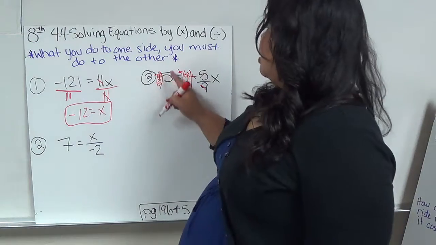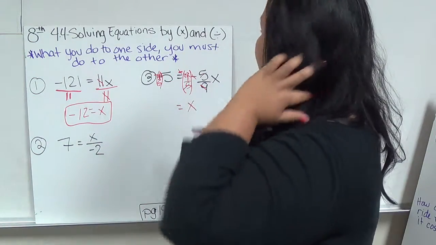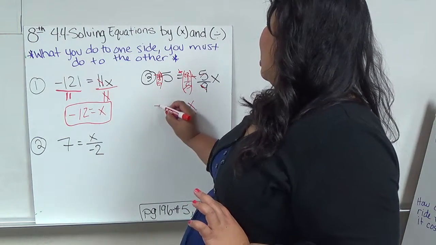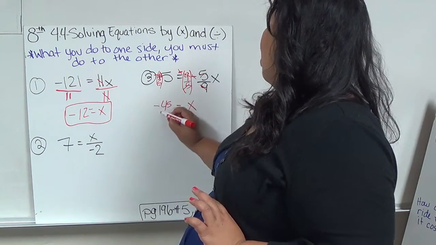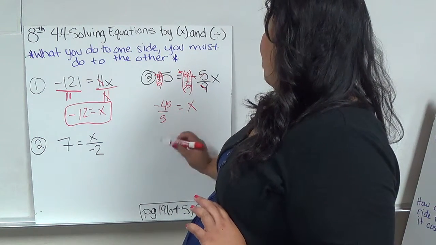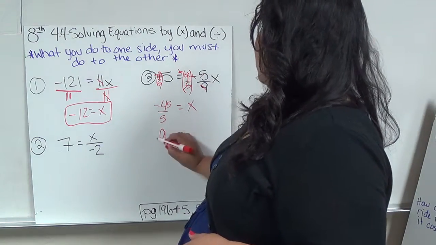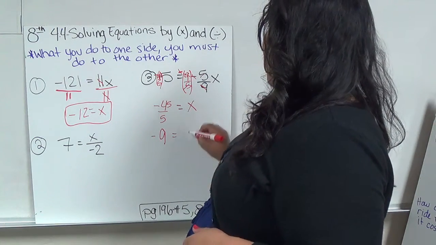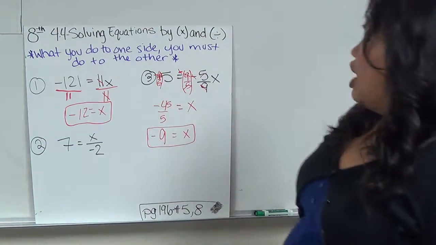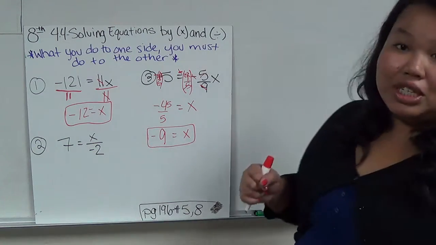So negative 9 times, and whenever I multiply a fraction and a whole number, I'm multiplying the numerator with the whole number. So negative 9 times 5 is negative 45 over 5. Okay? And negative 45 over 5, if you look in your calculator, is 9. Don't forget to bring that negative down. And x is just brought down. So if I end up with a fraction, I have to make sure to simplify it. And Miss P just did number 3.